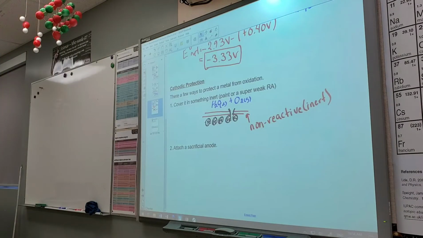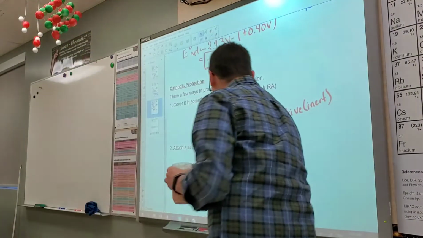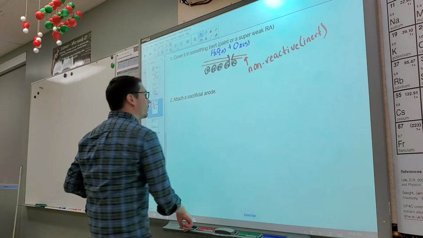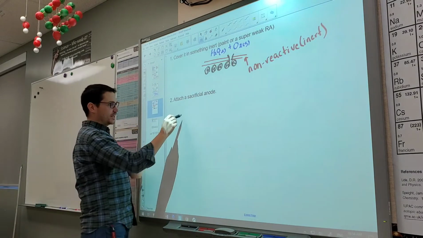Or, the totally different thing, we can go the totally opposite way. We can attach a sacrificial anode to it. Now the thing about a sacrificial anode is let's say we've got a big chunk of iron. It's a pipeline or a bridge or something that we want to protect.